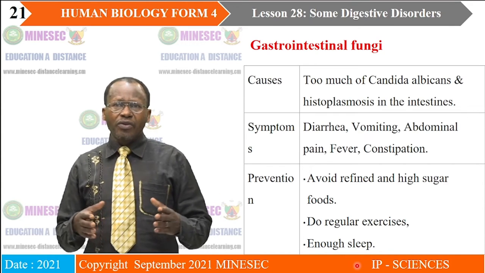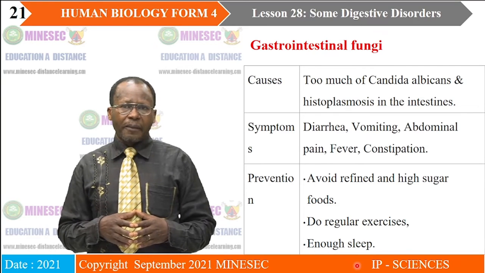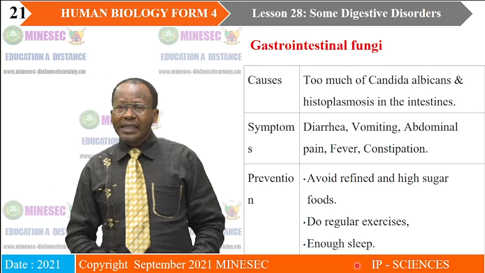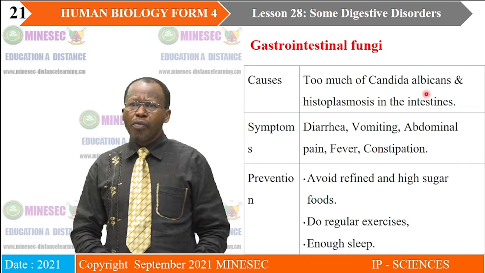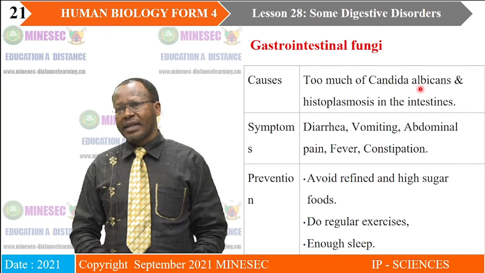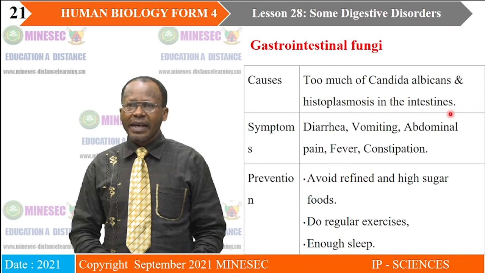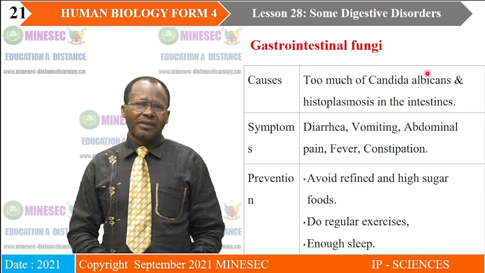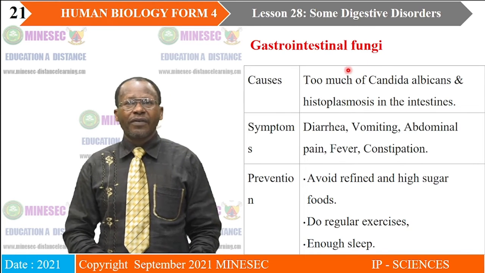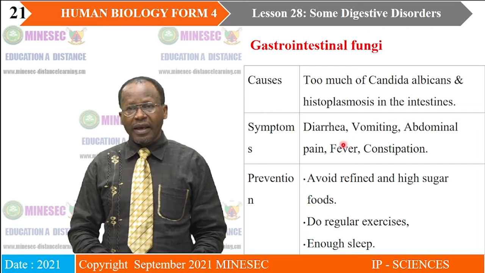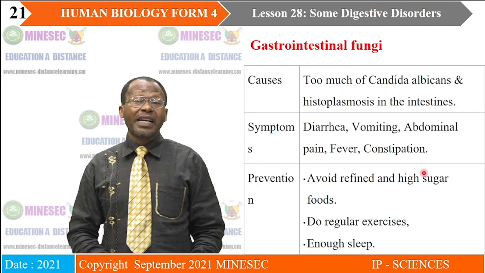Also, I'd like us to look at gastrointestinal fungi, what we have called candida. This can come from too much consumption of candida albicans and also histoplasmosis in the intestines. This is from food that uses yeast. We know that yeast is candida albicans. So if you eat food that contains a lot of yeast, you are likely to have gastrointestinal fungi. Even palm wine, because there's natural yeast.